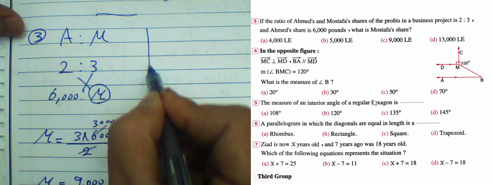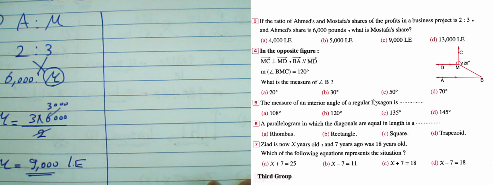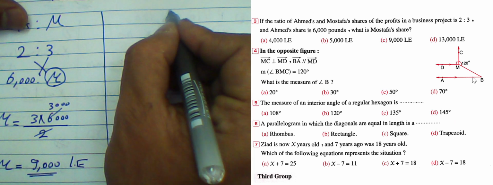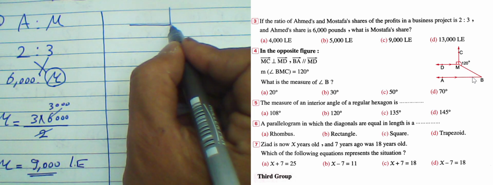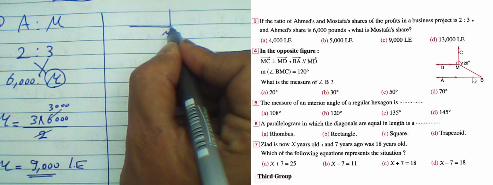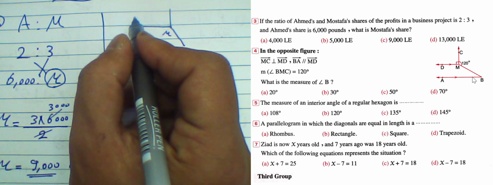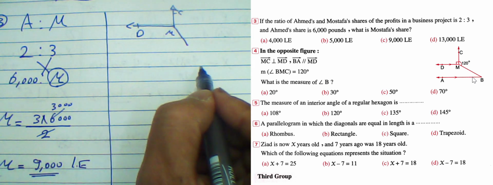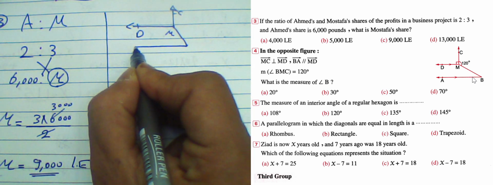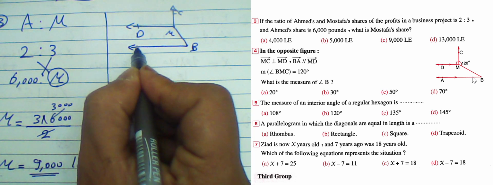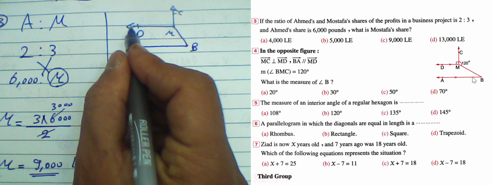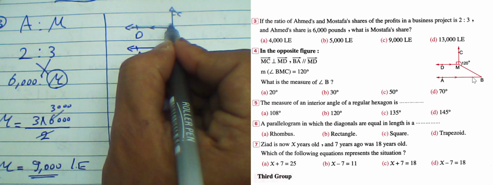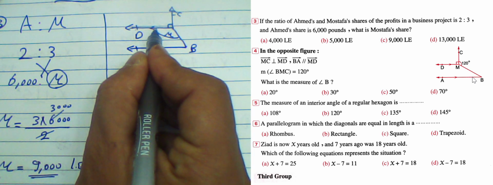Next question here. We want to find the value of the measure of angle B. We have cumulative angles here, 3 angles drawn at the same point M. And we have here the ray MD and the ray MC. And the ray here is the line segment MB. And BA is parallel to MD. They are parallel. Okay.